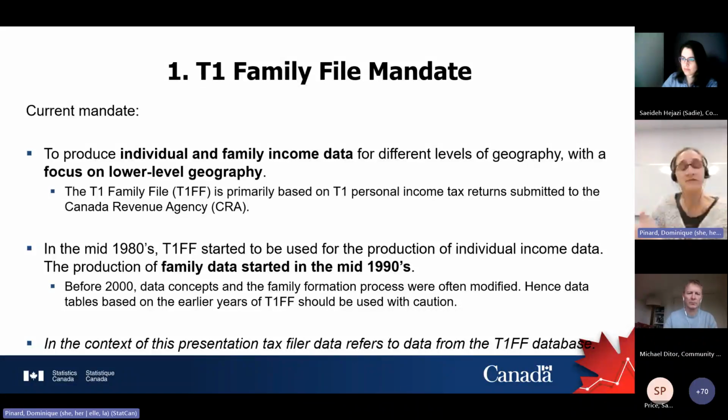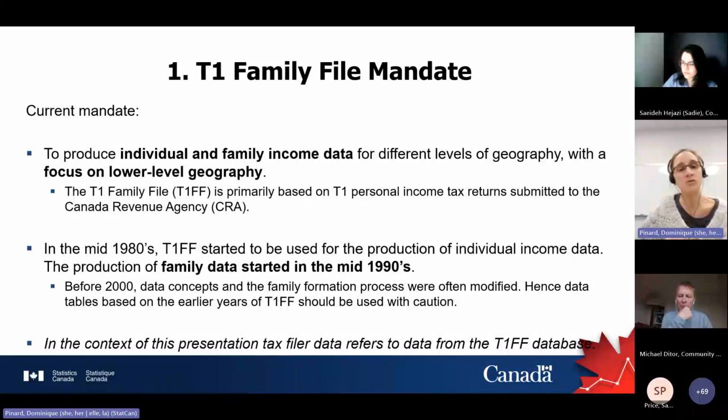Now, I mentioned that the TIFF is available with family income data, but that was mostly created in the mid-1990s. The stability of the data series would start more around 2000, when the methodology to build the family formation was much more stable. So earlier years of TIFF, when we talk about family, should be used with caution, but usually what we release on the web are data from 2000 onward.